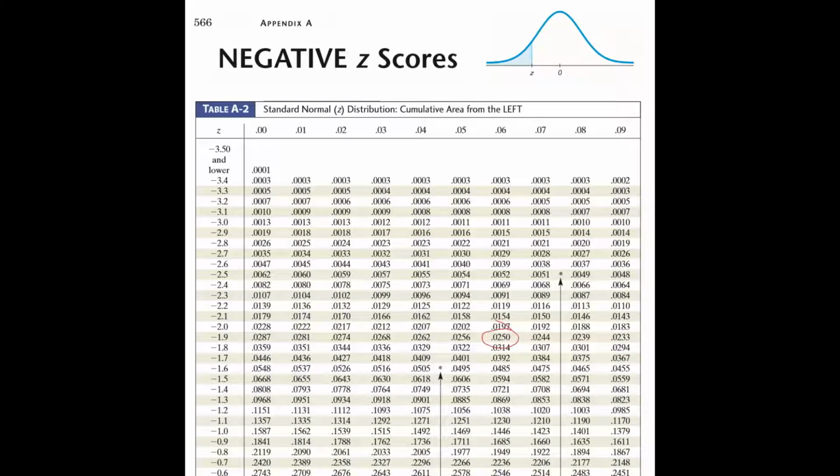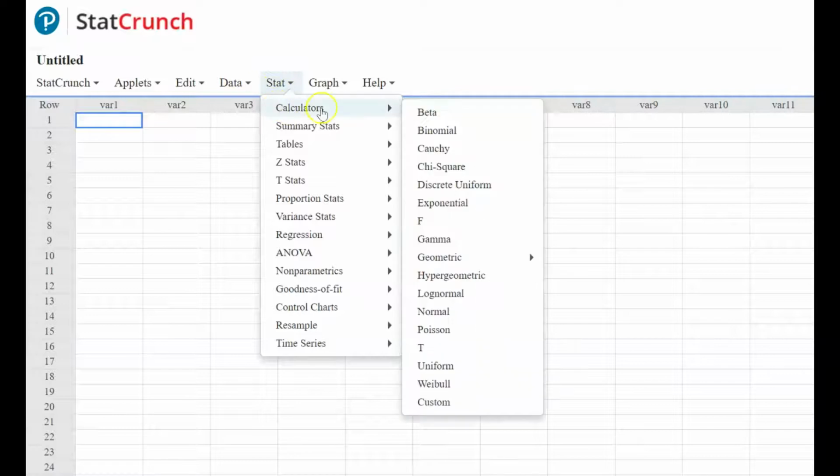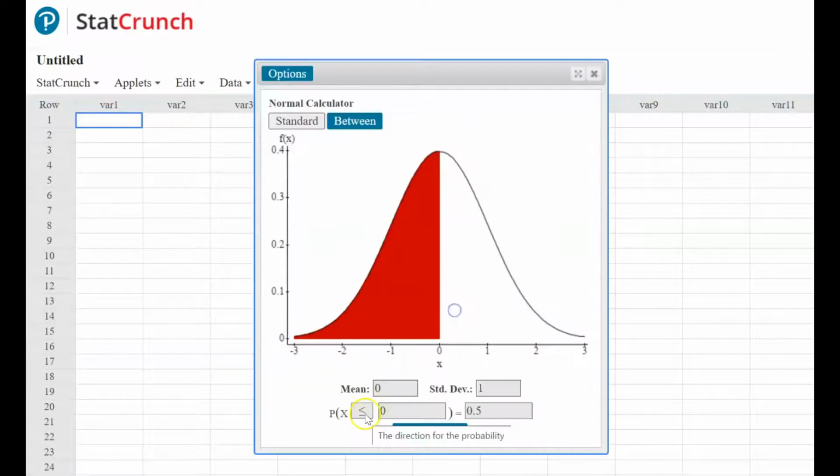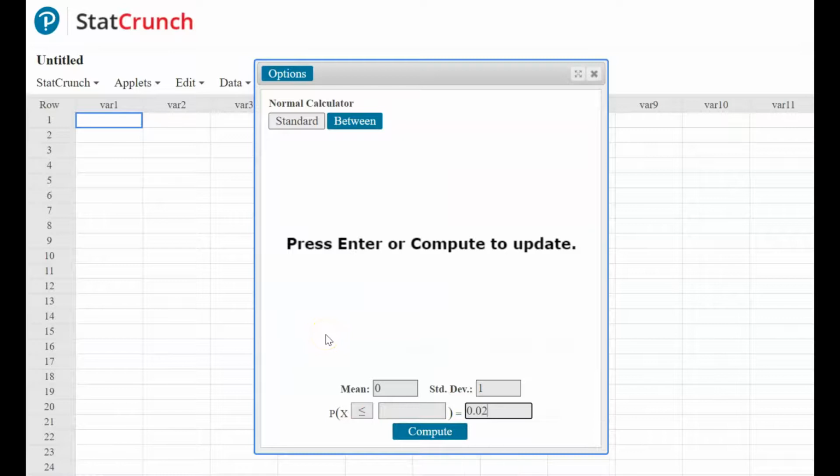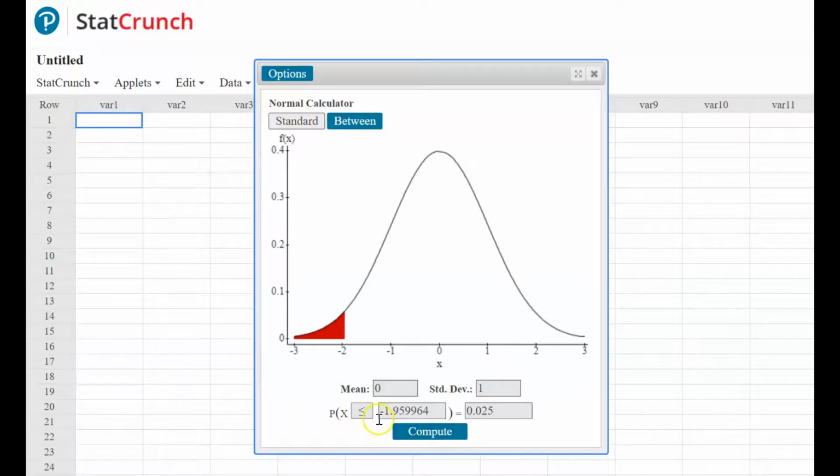0.025 corresponds to a z-score of negative 1.9, and then to find the second decimal, we go up. The second decimal is 6. So the z-score is negative 1.96. Now let's find the z-score using StatCrunch. We use Stat, Calculators, Normal. Because the area is located to the left of the z-score, the direction for the probability is less than or equal to. Identify the area, 0.025, compute. The z-score is negative 1.96 rounded to 2 decimals.